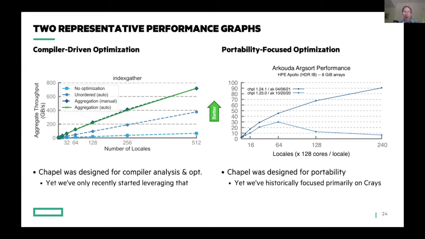And then the second theme on the right I want to call out here is portability-focused optimization. So this is another case where CHIUW was designed for portability, but historically working for Cray, we focused almost exclusively on Cray networks. Now, as we've started working for HPE and getting on to larger and larger InfiniBand-based systems, what we found was particularly at super large scale, sometimes our performance was really not where it needed to be. So this represents a performance graph on an InfiniBand system between CHIUW 1.23 and 1.24. And again, you can see marked improvements here. And it's been great to have this opportunity to catch up on non-Cray systems and get them into better shape.